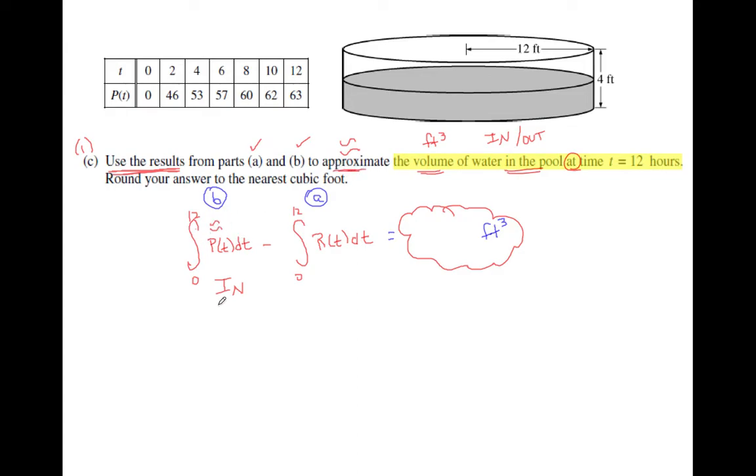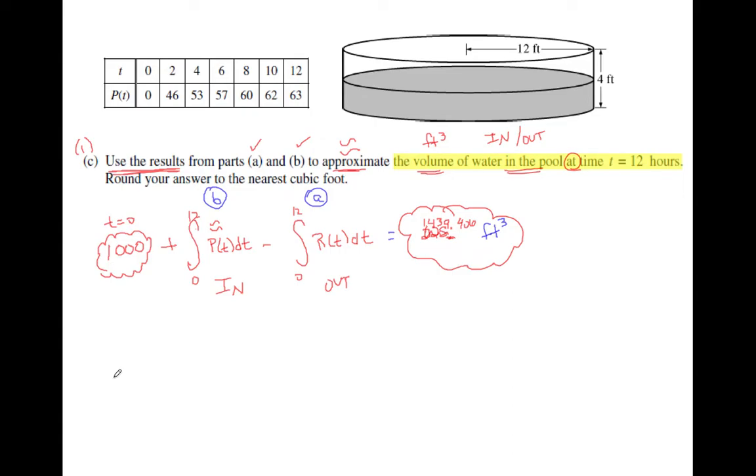Going in is the function P of t. And then you have the water leaking out of the pool. So P of t you just found, right? This was in part B. This was your result from part B. This was your result in part A.